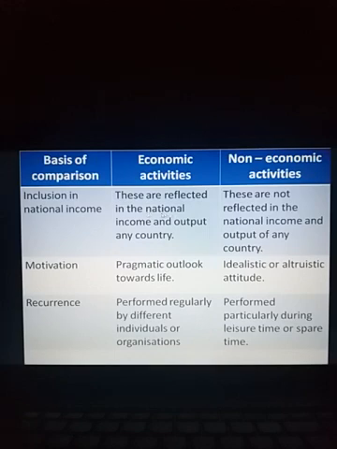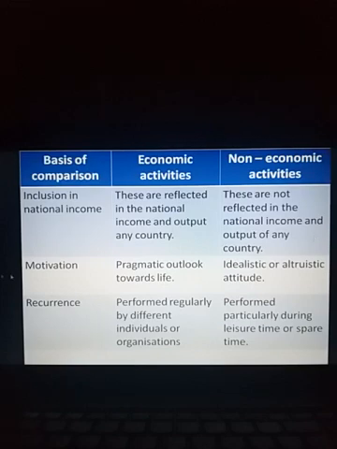We know the meaning. Remember, all the economic activities and their values, that is goods and services and their values, are reflected, they are included in NI or national income and output of a country. But the other side you observe, right hand side, non-economic activities, since there is no commercial motive, it will not generate any income, they are not reflected in NI and output. So what is the difference here? Economic, they are included in NI and output. Non-economic, they are not included in NI and output.